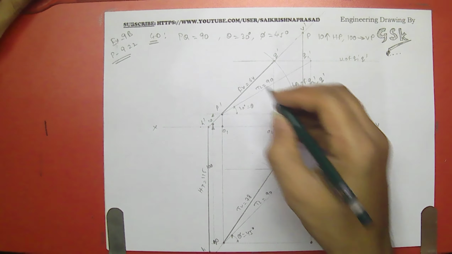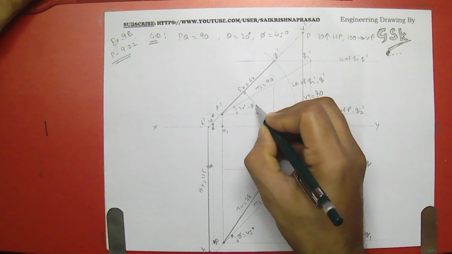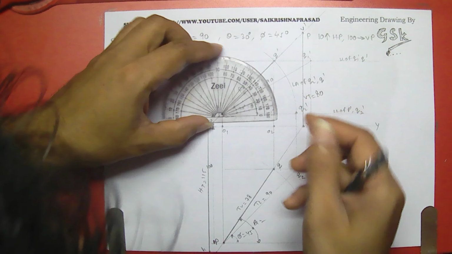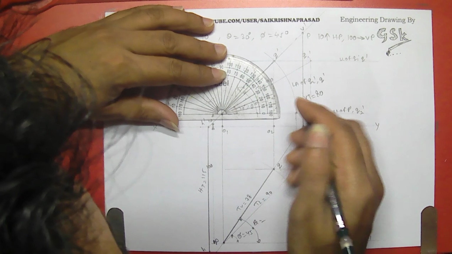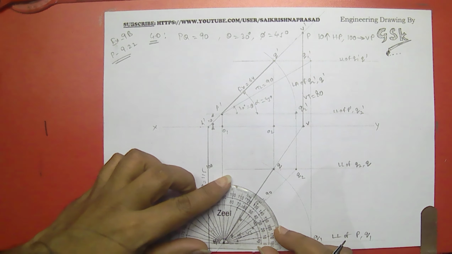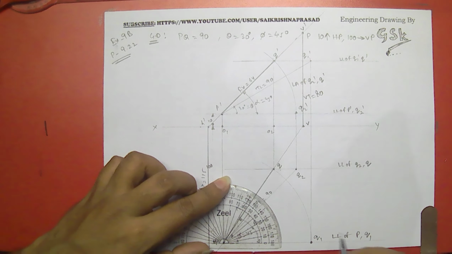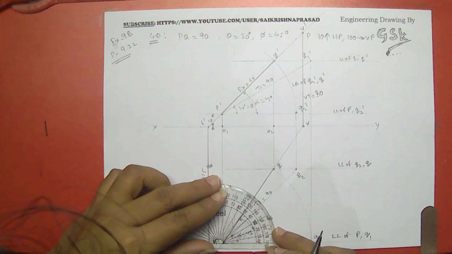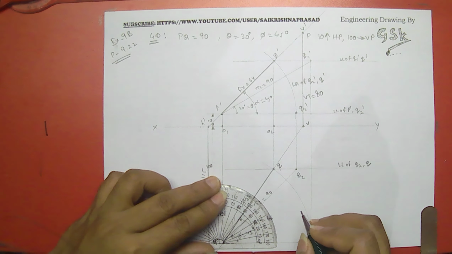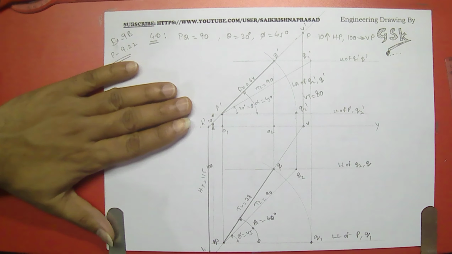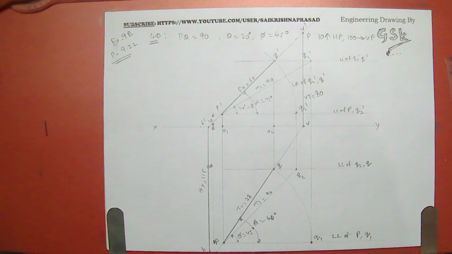So here we got all the elements. This is alpha, and this is beta. I can measure this with the protractor, and we can get the alpha and beta also. This is 45 degrees. Beta is 46 degrees. So yeah, let me do this. This is only 40 degrees. Okay, by this we are going to finish the problem when the question is given in this type of condition.